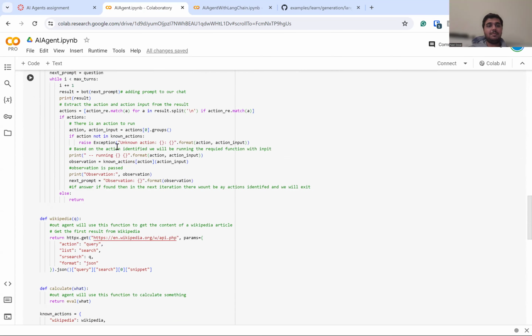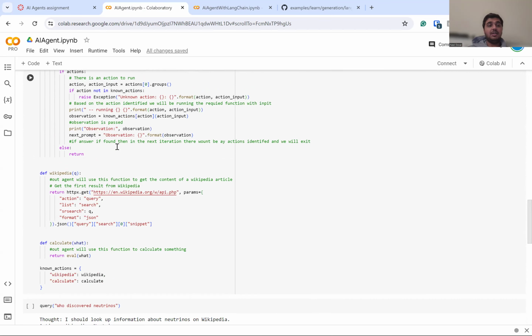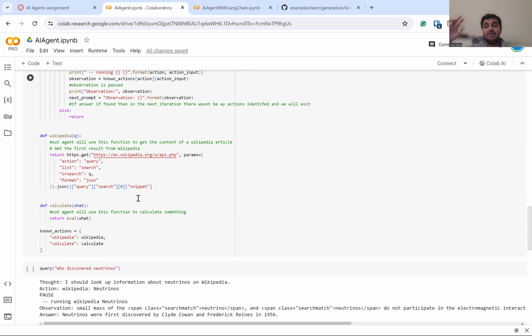Before I go deeper into this code, let's look at the Wikipedia function. This Wikipedia function takes a parameter q, which is nothing but the topic you have to search for. It will go to that Wikipedia page, get the contents of that page, and just return it. That's what it is doing. Then calculate will basically evaluate any numerical Python string. So these are the two functions, and now we map the action Wikipedia to our Wikipedia function and the action calculate to our calculate function.